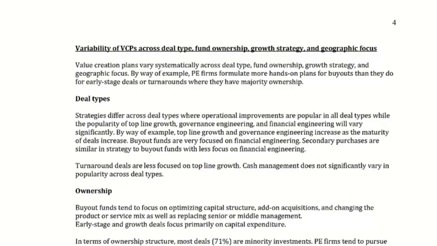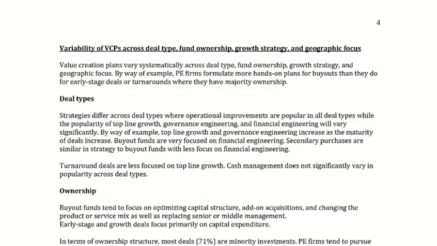Over the page, top of page 4, variabilities of VCPs across deal type, etc. Value creation plans will vary systematically across deal type. By way of example, private equity firms look at employing far more hands-on plans for buyouts than they do for early stage deals or turnarounds. Remember, early stage deals or turnarounds, they've probably got a majority stake in the particular fund. So they can control that as needed, but maybe less so for other types of funds. Okay, deal types, we move on over here.